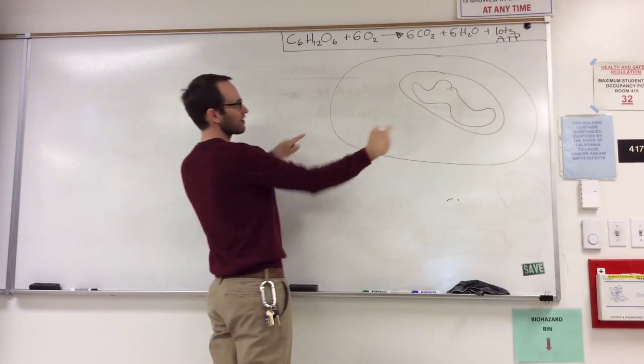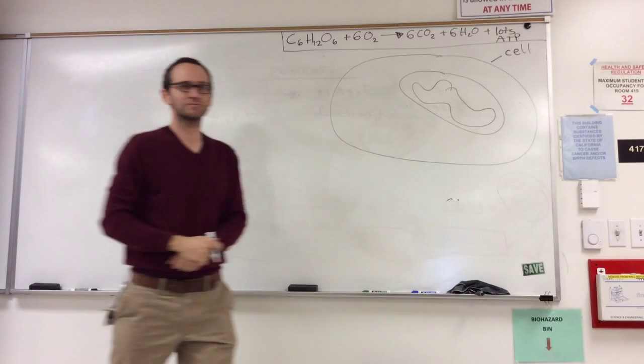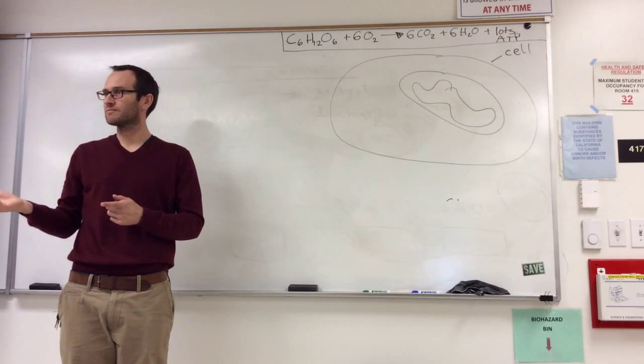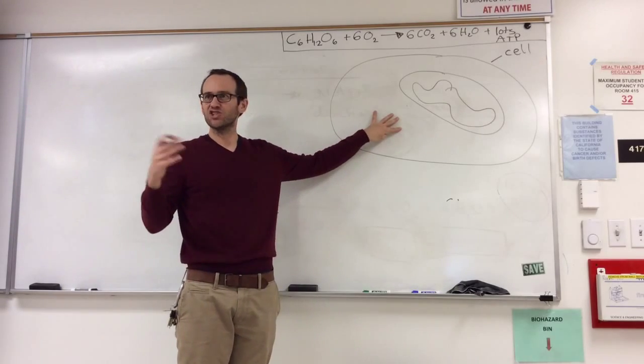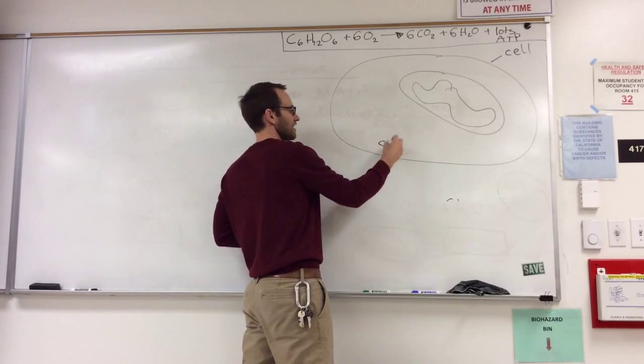So this entire structure is the cell. Most of the cell is water, right? Most of the interior is water. And in fact, there's kind of this jelly-like substance that fills the cell. It's called the cytoplasm.